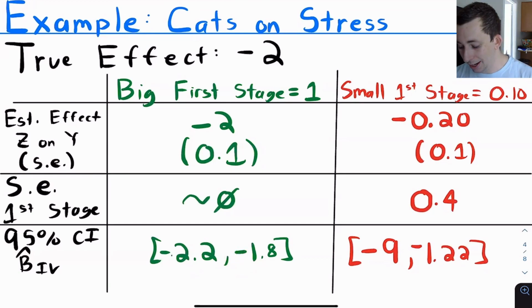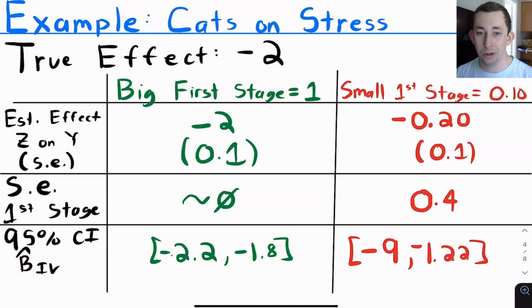In the red world, I have a very small first stage, and so I'm going to get a larger standard error. If I have a larger standard error, my 95% confidence interval for my IV estimate is going to be much wider. It's going to be so much wider that it's actually going to go from -9 to -1.2 if I did the math correctly. And as you can see, this is a huge interval. -2 is definitely in this interval, and I can say that having a cat definitely reduces your stress level at the 5% level. But what I can't say is that for sure it's -2 because this interval is huge.